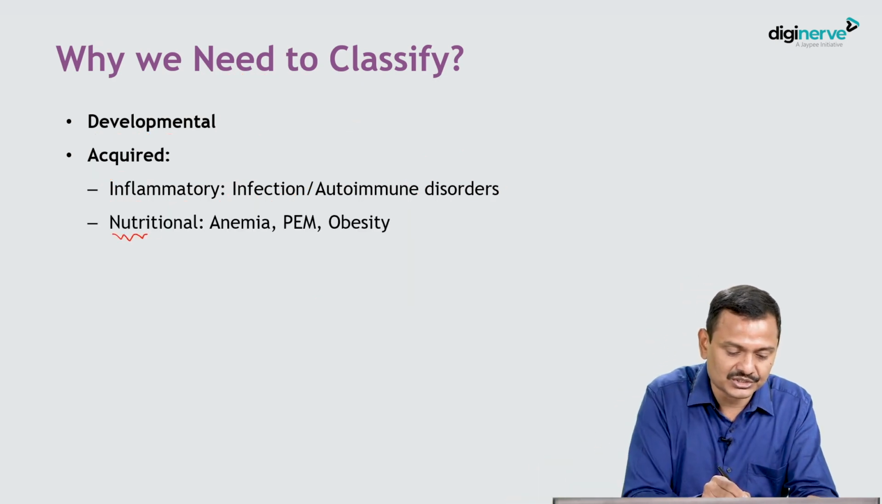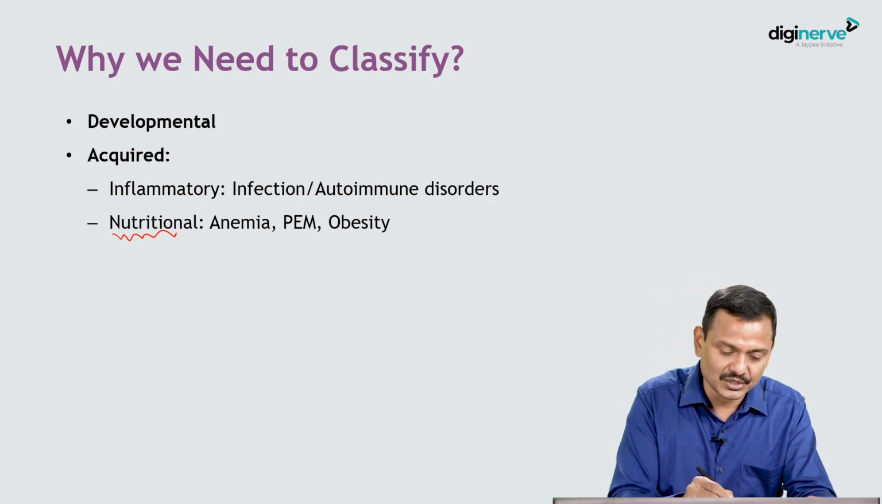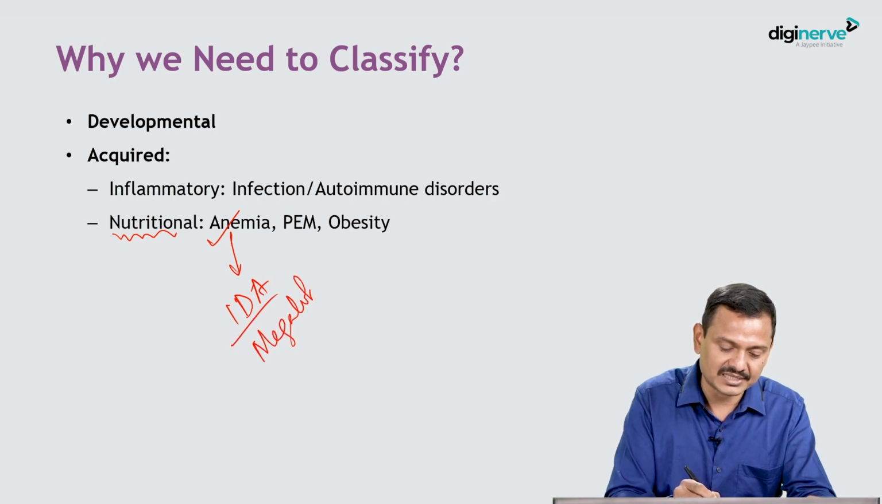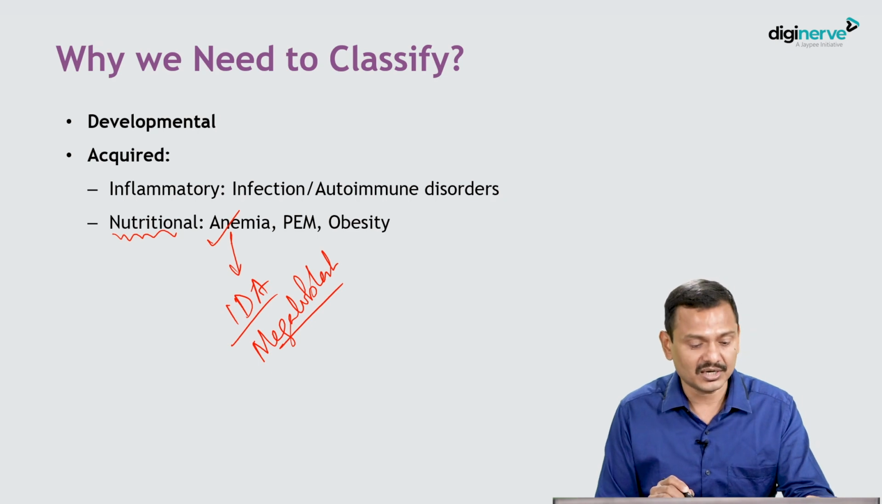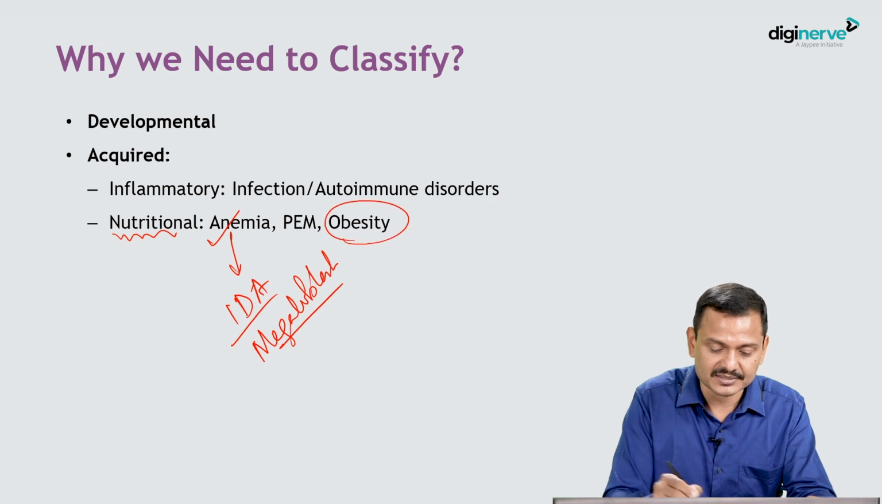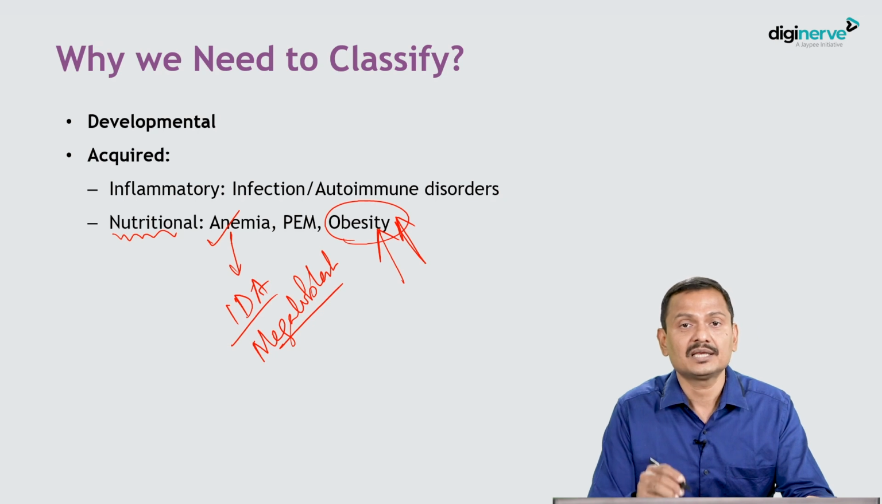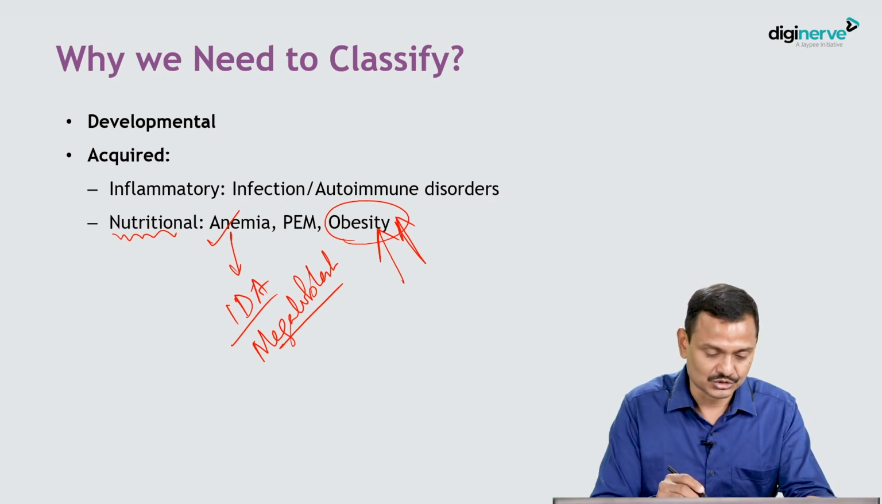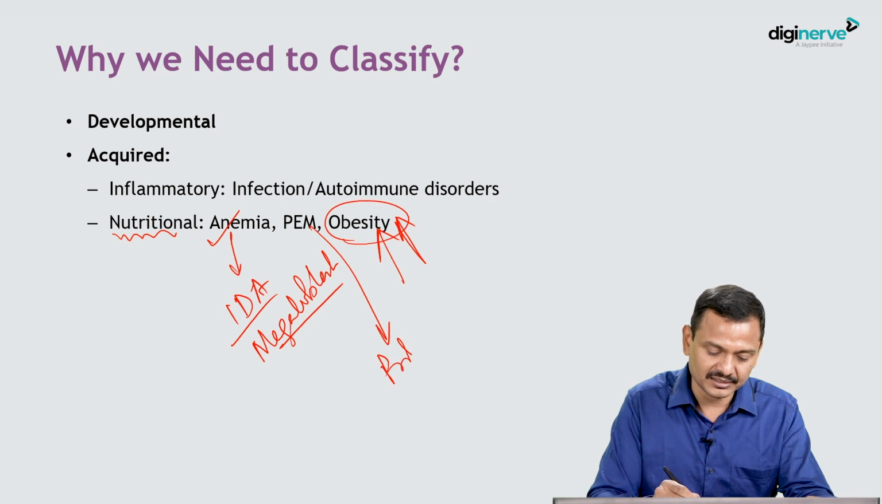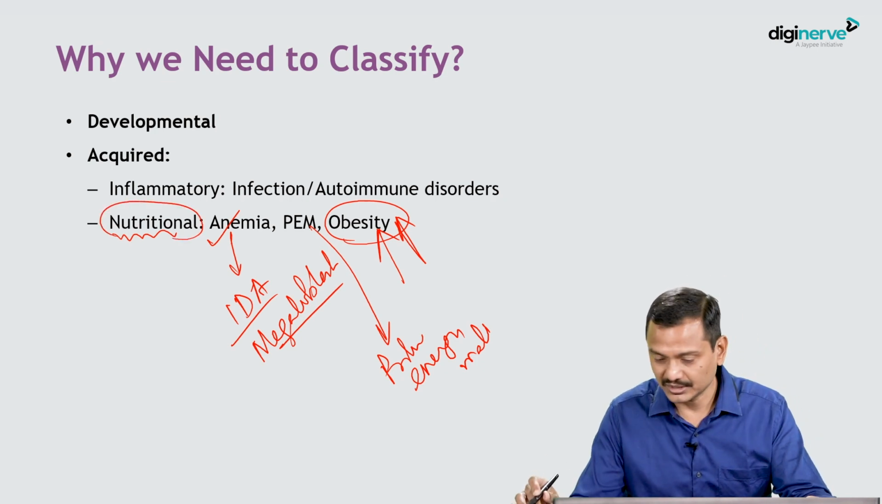Next comes nutritional. Nutritional means what we consume day to day, and because of certain deficiencies we can have anemia like iron deficiency anemia, or megaloblastic anemia. It is not necessary that nutritional is always deficiency; nutritional can also be excess, and when nutritional excess is there, we develop obesity. Obesity is also a nutritional disorder, and PEM is protein energy malnutrition. So this is another pathology that comes under the nutritional category.